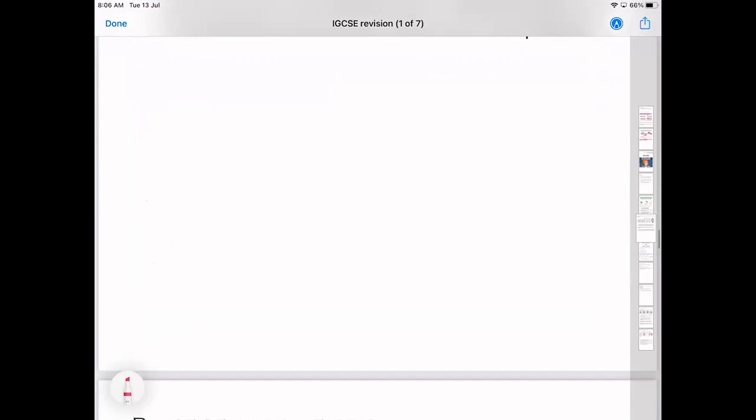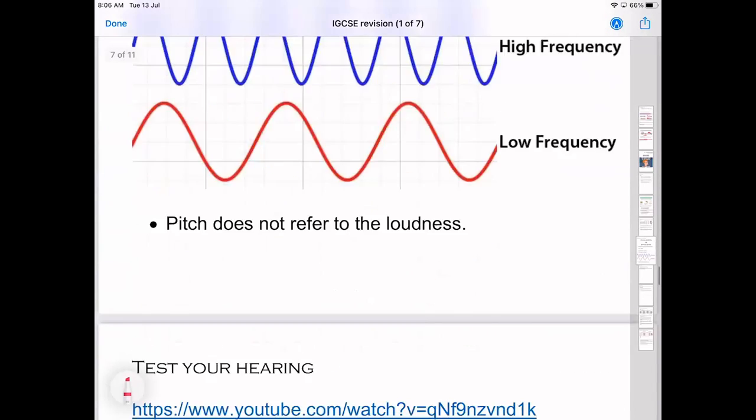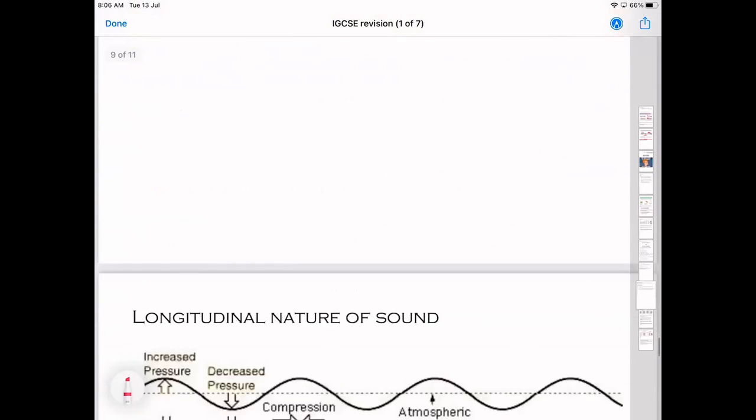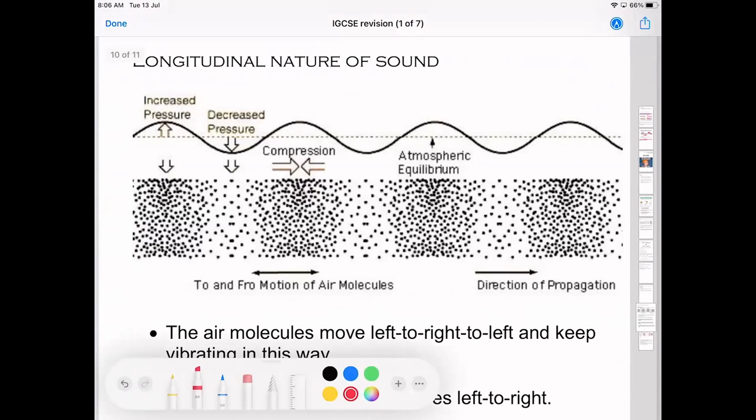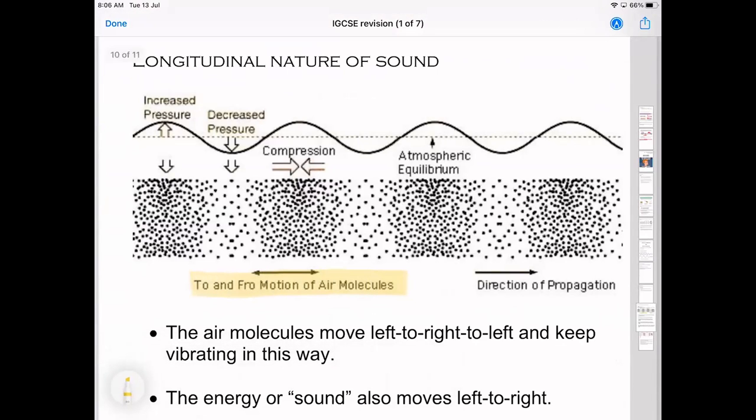Cool. But what we need to look at is the nature of the longitudinal wave. In other words, what does the wave look like when we think about what a sound wave is? So there's a little highlighted thing over here. I'm going to highlight it for you. It's here at the bottom. You can't really see it so well, but it says there's a to and fro motion of air molecules. And can you see that it's an arrow that's pointing left and right?